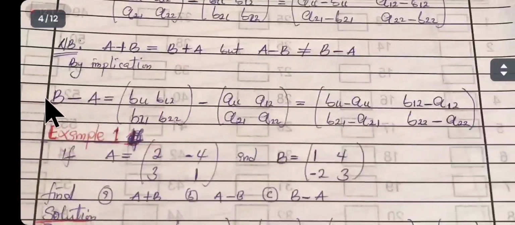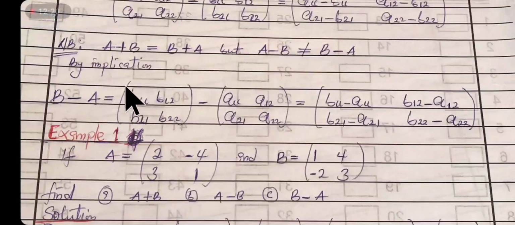Look at how B minus A will look. If you are subtracting A from B, B will come first, then matrix A will follow. So instead of A11 minus B11, it will now be B11 minus A11. Look at the first entry, B11 minus A11. That is what we have, down to B22 minus A22.